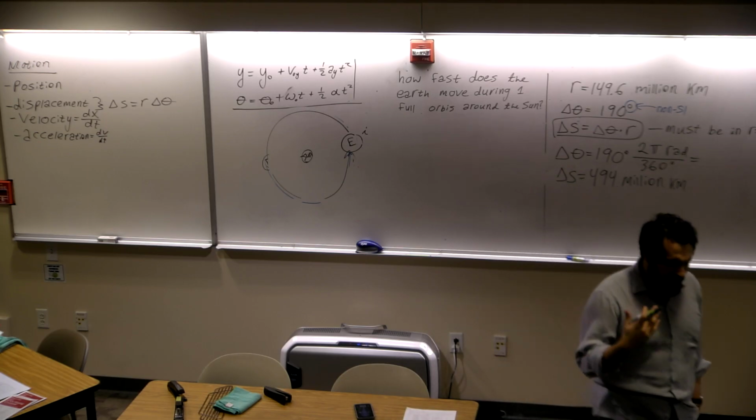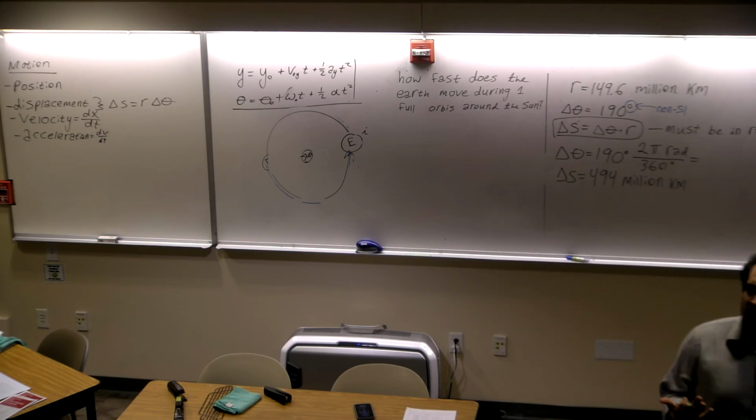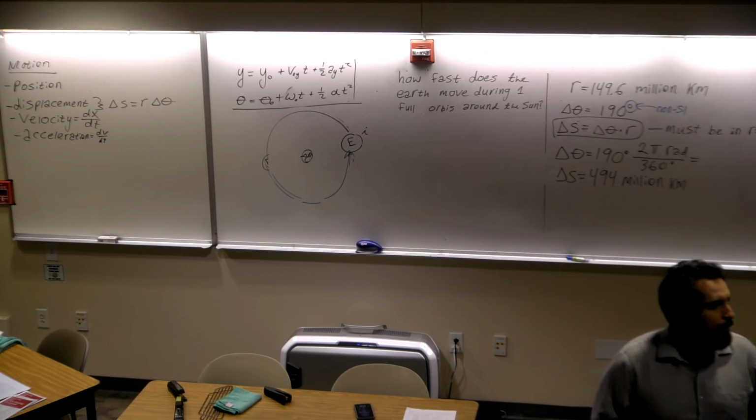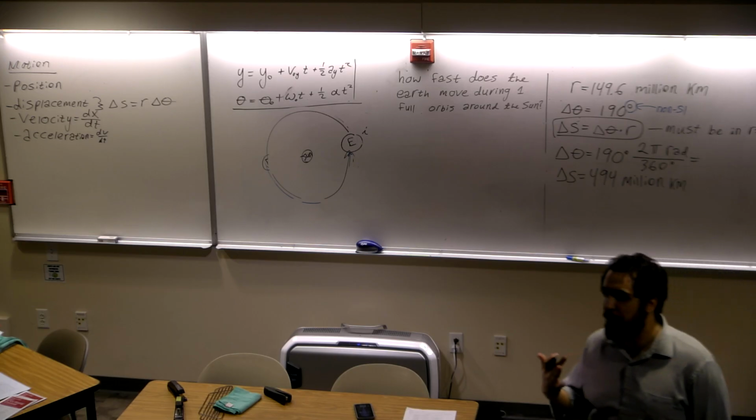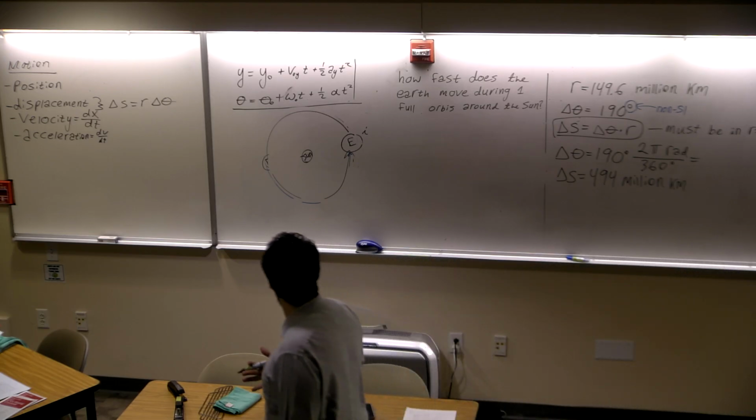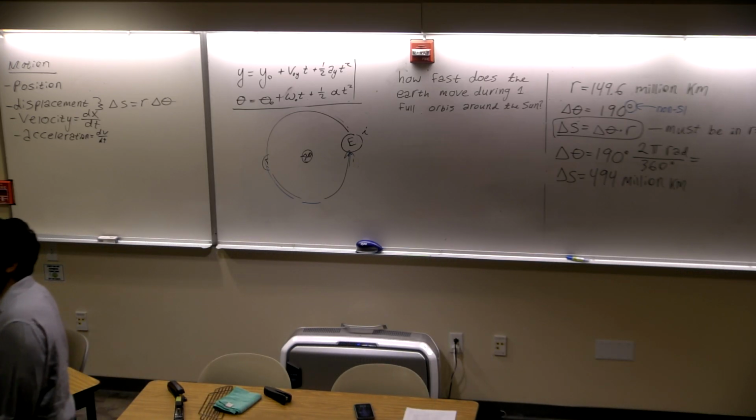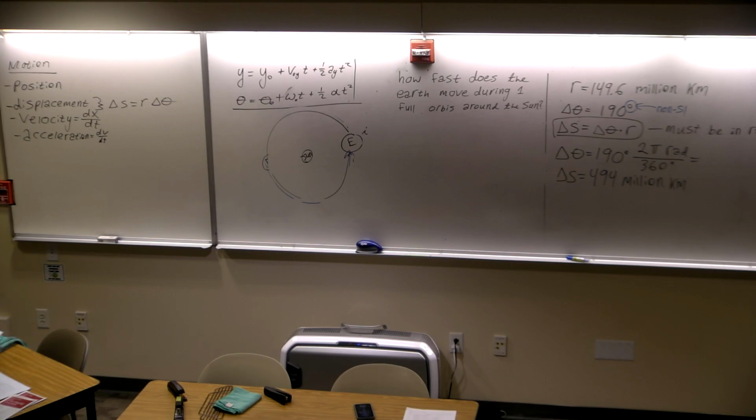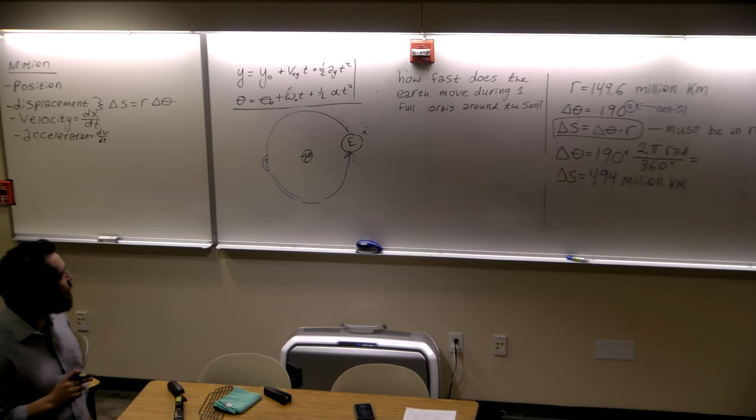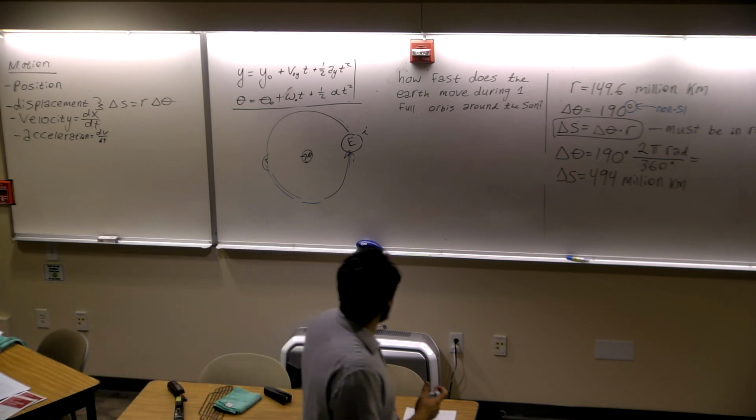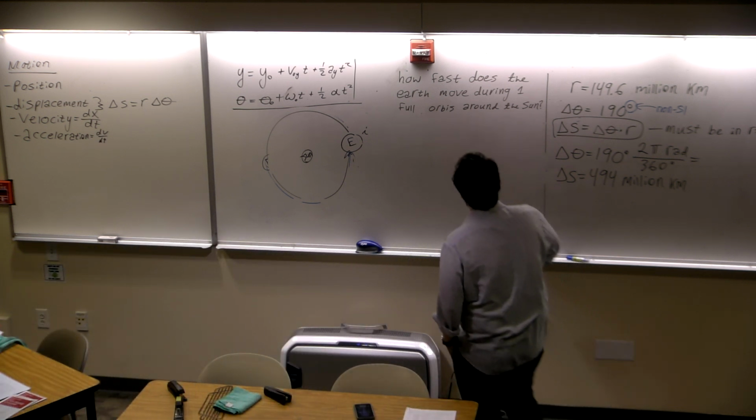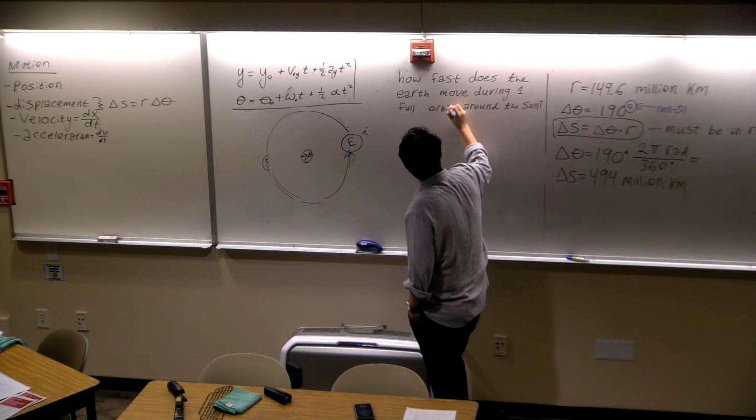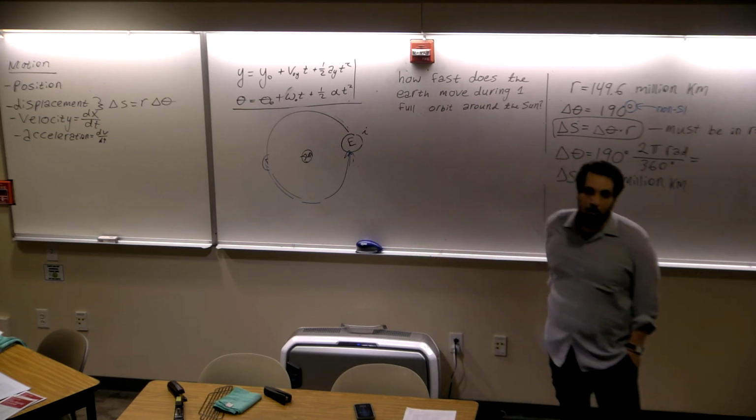So we have this way to translate between translational motion and rotational motion as far as our displacements go, and that's wonderful. The next question might be, well, how fast does the Earth move? And I use that word specifically, fast. How fast does the Earth move during one full orbit? I put an S there instead of a T. If I learn how to spell, that would be great. During one full orbit around the sun.